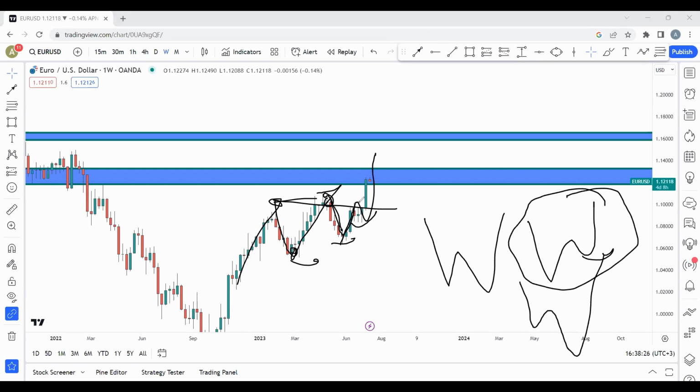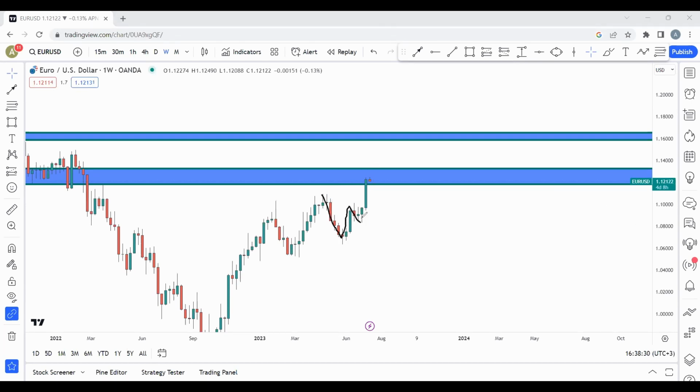Let me just clear this so that you can see. We have this type of W here. When a W is made, what do we expect? A correction, then a push upwards. Since this is a major resistance area, we expect at least the market to give us a retest into this area. Even if we break it, we break it, then a retest again, and we can finish the moves, right?